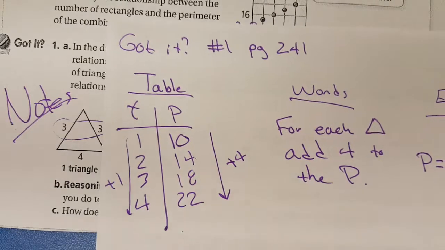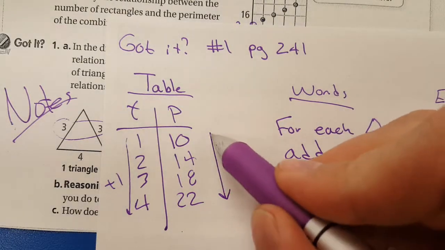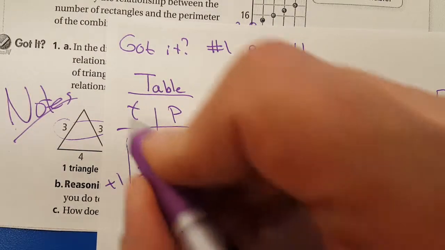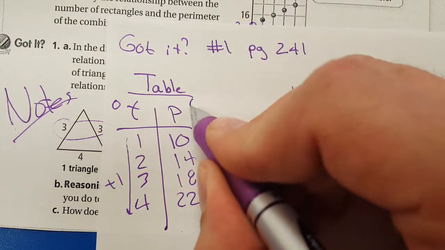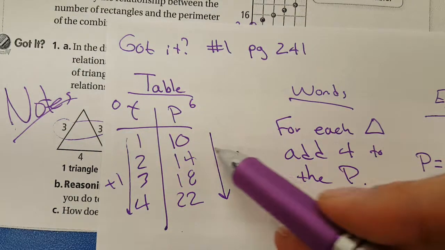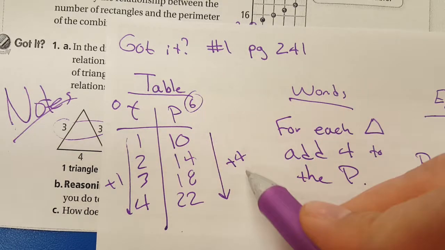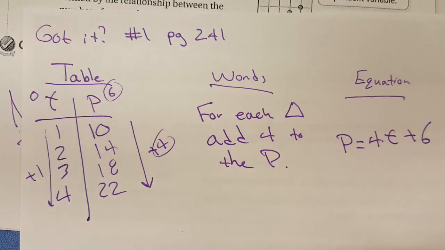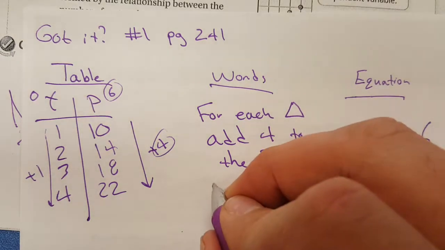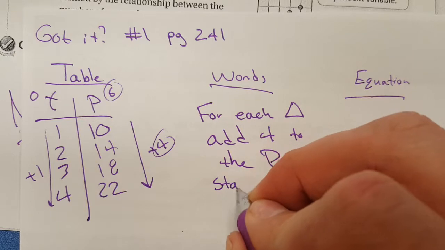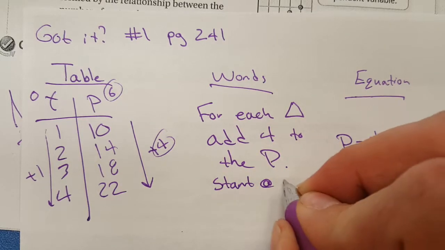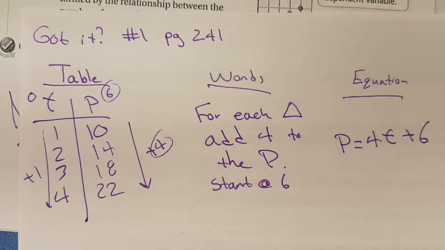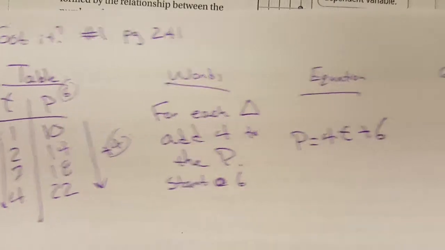Where does that 6 show up in the table? Backtrack. If you're going plus 4 this way and plus 1 this way, backtrack. 0, 6. There it is again. All right, so backtrack to find that special number. So 6 and 4. 4 is right there. So in words, you can also say add 6 for each triangle, add 4 to the perimeter. I guess you could also say start at 6. Okay. Sorry, I got interrupted again.